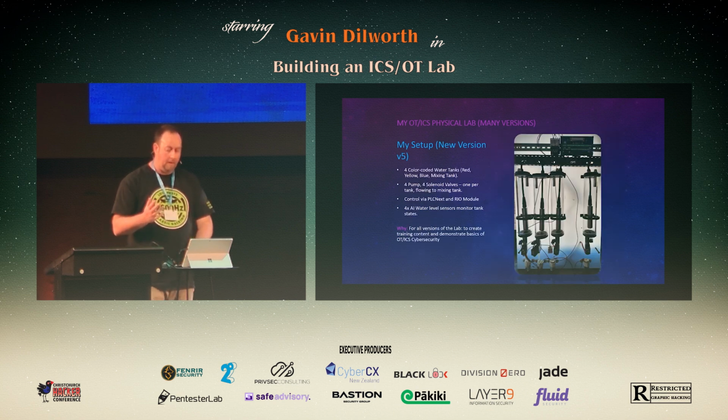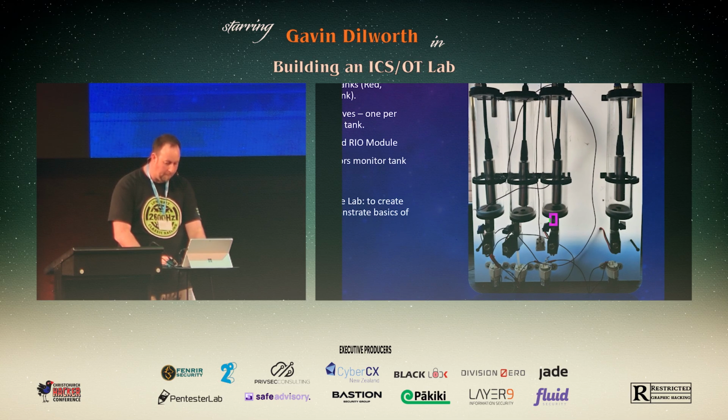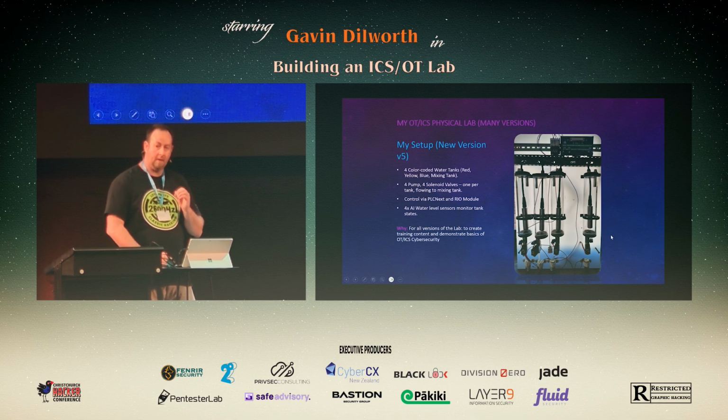And this is my setup for version 5. Not much has changed. We still have manual valves. We still have an automatic valve, but instead of one pump, I've got 4. So each tank has its individual pump. Sounds like it's not much of an upgrade, but we'll get into that later.